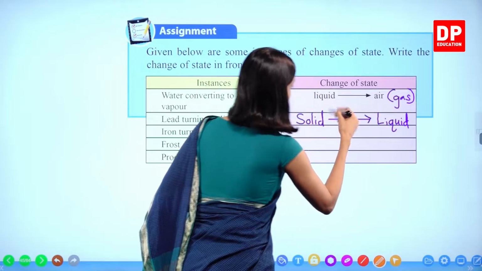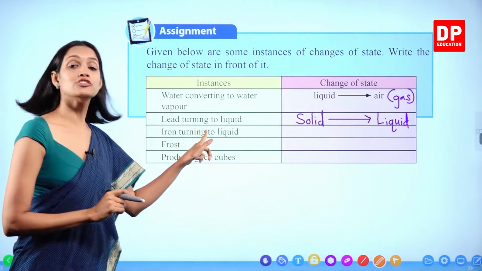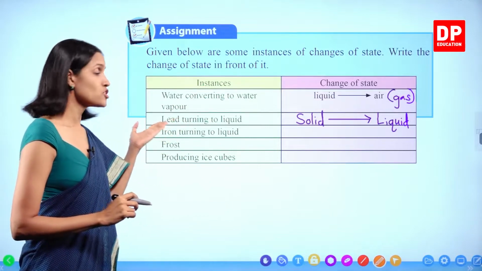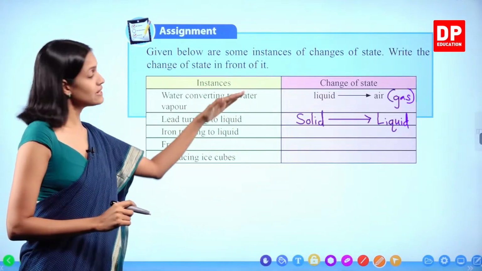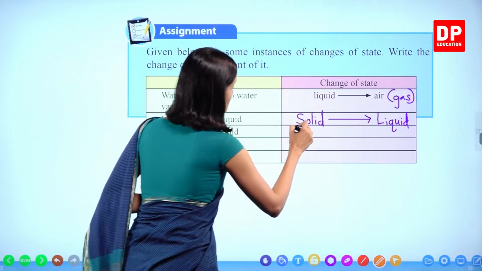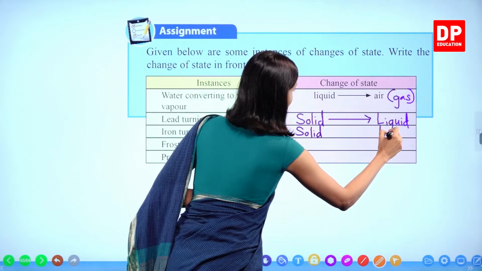Right, solid to liquid. Next one, iron turns into liquid. Now iron is also a metal. It is a solid. Turns into liquid, again the same thing. Solid to liquid.